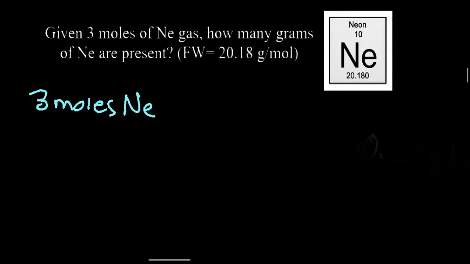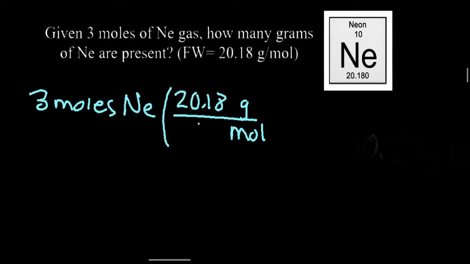And we're going to want to multiply that by our formula weight. So we want to set it up so we get our moles to cancel. You can kind of think of it as dividing by moles and multiplying by grams. Now what our formula weight up top here is telling us is that there are 20.18 grams for every mole of neon. And so since we have 3 moles of neon, we want to basically do 20.18 3 times.